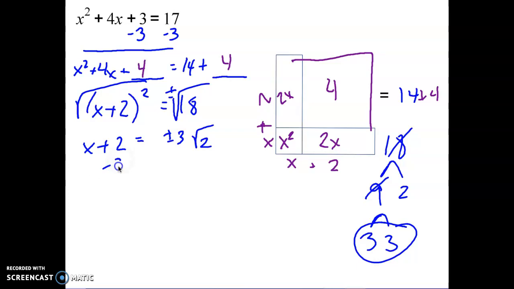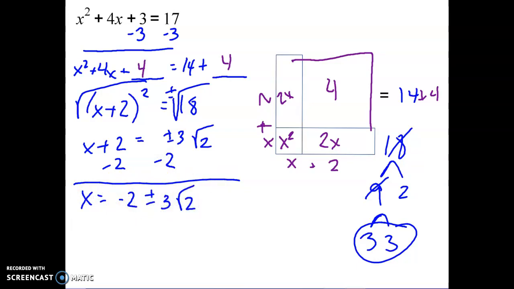Working to get x by itself, I'm going to subtract 2 on both sides. So x equals negative 2 plus and minus 3 square root of 2. And if you need to emphasize that that is two separate solutions, I've got negative 2 plus 3 square root of 2 and also negative 2 minus 3 square root of 2. I have two separate solutions for this x. So this is how the process of completing the square works.